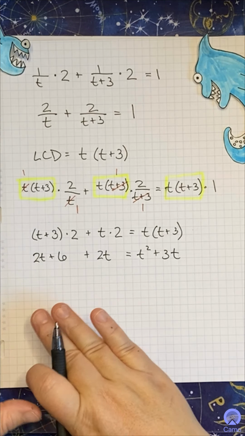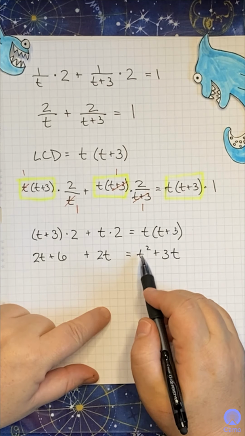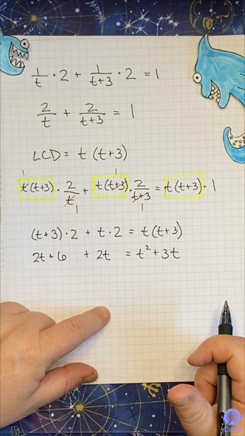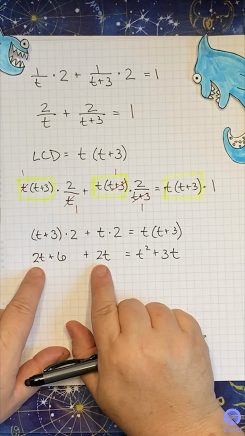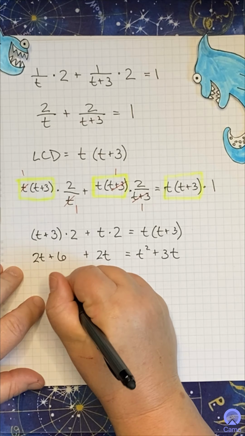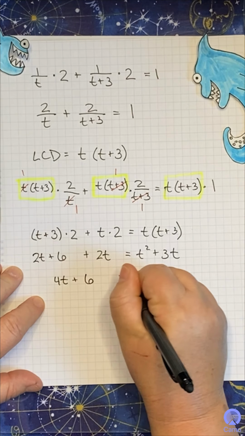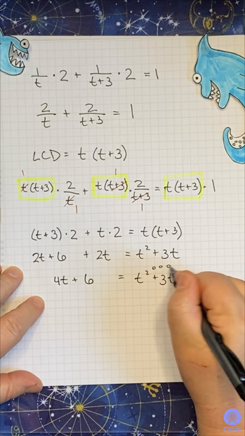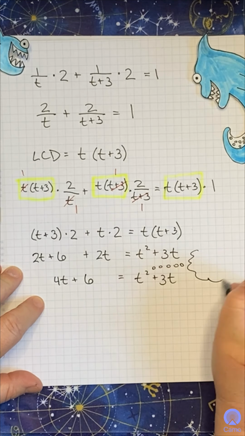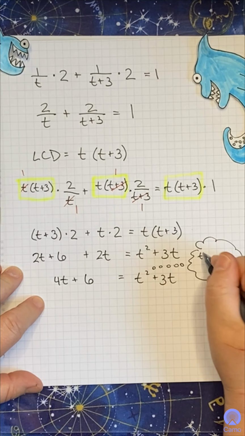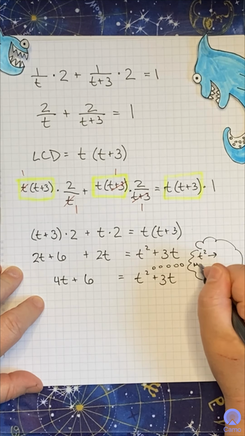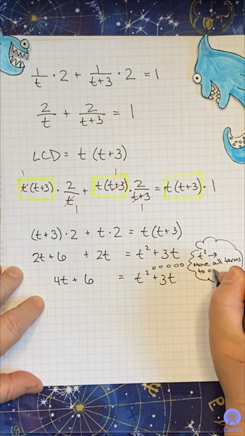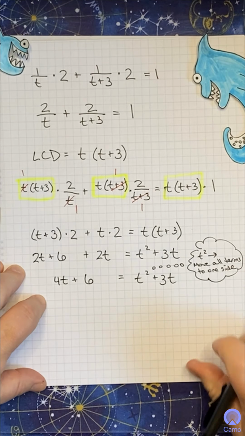So I'm going to move everybody over onto the right because I'm going to preserve my t squared being positive. That's my choice. You guys can do what you like. Before I even do that, though, I noticed that I've got a couple of terms I can combine. So let's clean this up. 4t plus 6 equals t squared plus 3t. This little guy right there, t squared, means move all terms to one side. That's what t squared says.